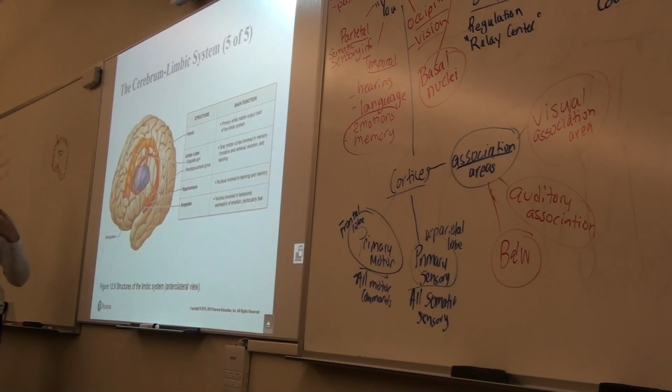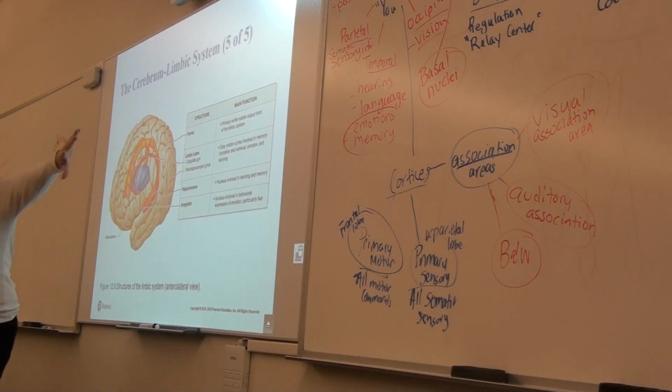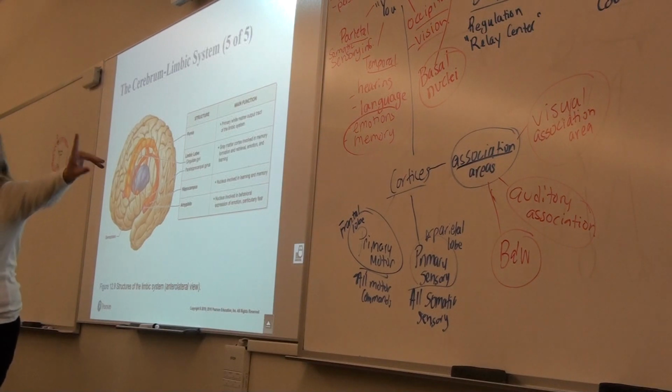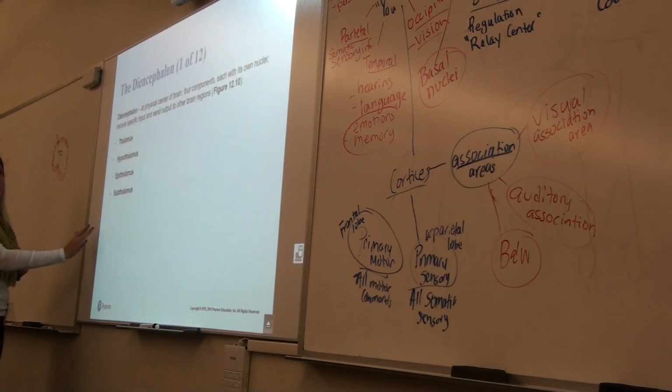So these are the structures involved in your limbic system. But we didn't write them on our chart because it's not a structure. It's not one thing, right? It's a bunch of things that work together. So we'll stop there, and we'll continue with our graphic organizer on Tuesday when I see you again.